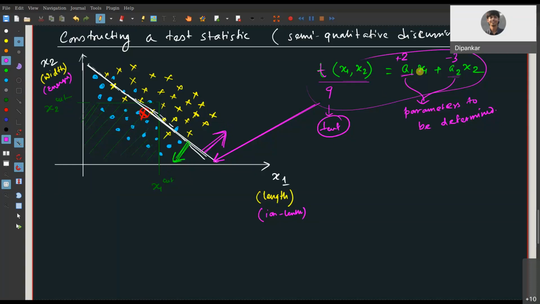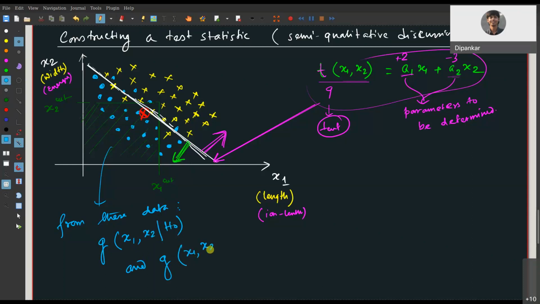Remember, I know the distribution in terms of x1 and x2. From this data I can get the probability distribution. Let's say I denote by G x1 x2 given H0 is true, and G x1 x2, the combined PDF of the data, I can get from this.